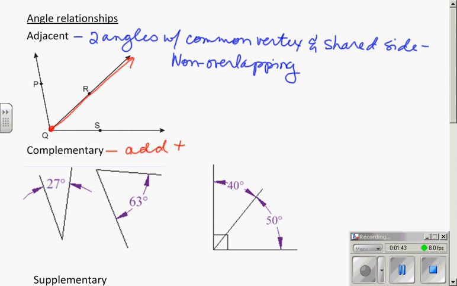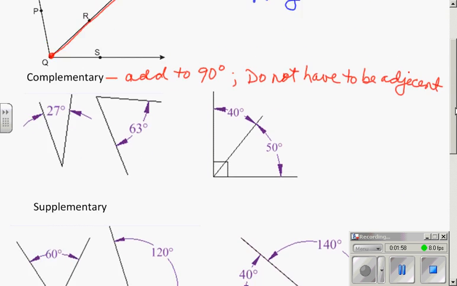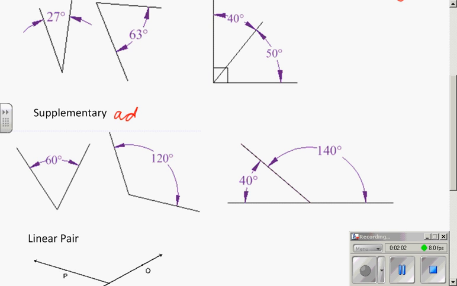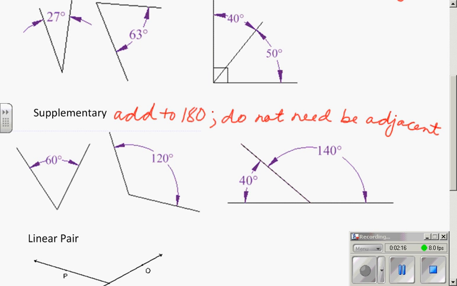Complementary angles add to 90 degrees. They do not have to be adjacent. And you can see two examples of those below. Supplementary angles add to 180, and they also do not need to be adjacent. This is where you will take word sentences and turn them into a number sentence. You will take "two angles are complementary" and turn it into angle A plus angle B equals 90. Two angles are supplementary, angle A plus angle B equals 180. Once we have an equation, we can solve it.